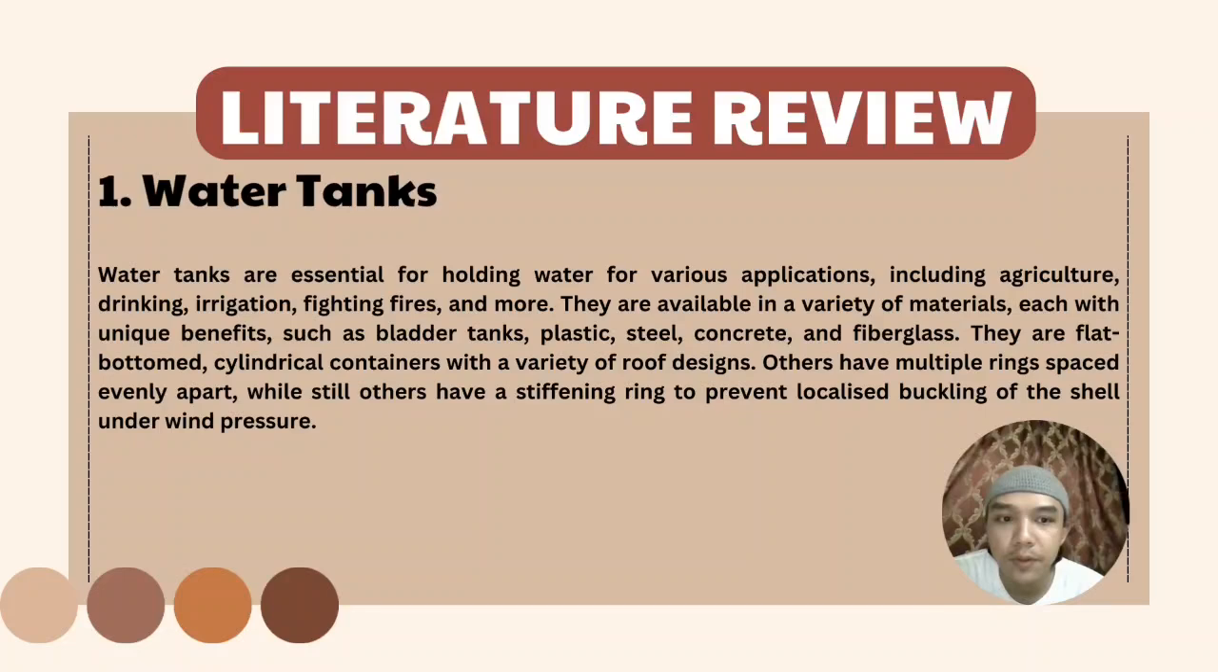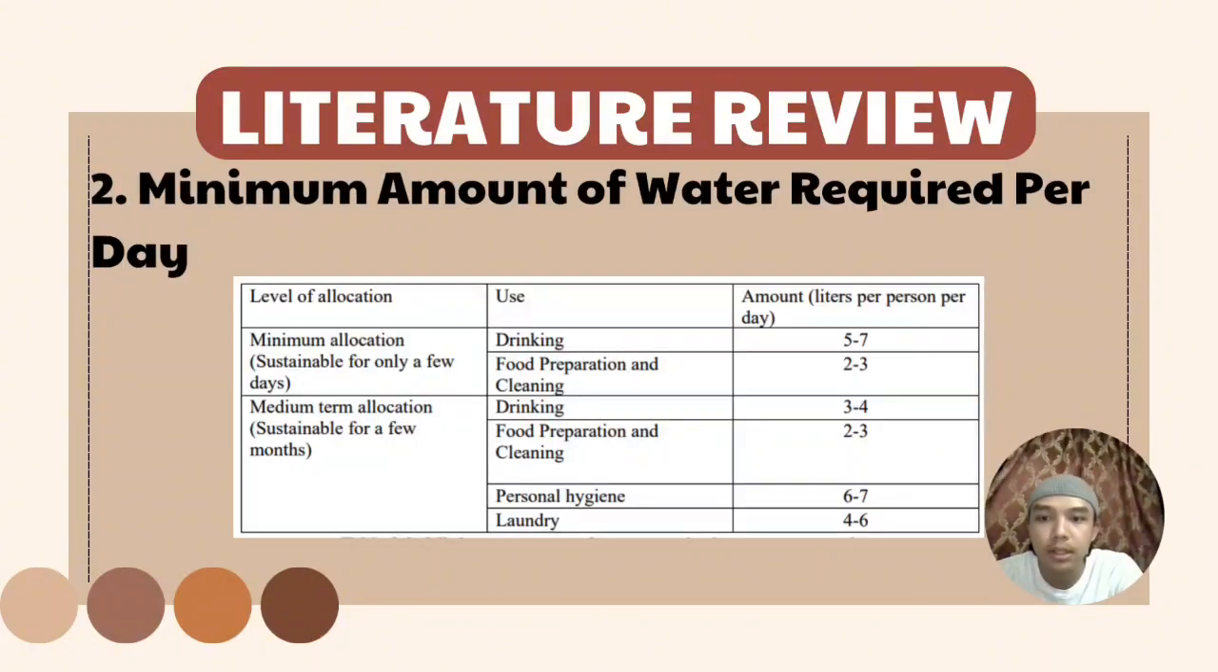For the literature review, the first one is water tanks. Water tanks are essential for holding water for various applications, including agriculture, drinking, irrigation, fighting fires, and more. They are available in a variety of materials, each with unique benefits, such as bladder tanks, plastic, steel, concrete, and fiberglass. They are flat-bottom, cylindrical containers with a variety of roof designs. Others have multiple rings spaced evenly apart, while still others have a stiffening ring to prevent localized buckling of the shell under wind pressure.